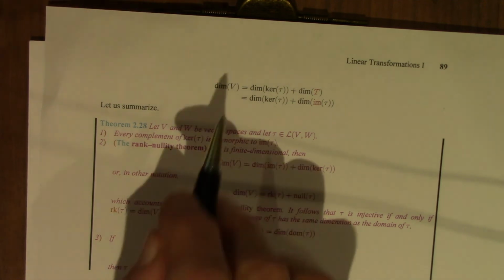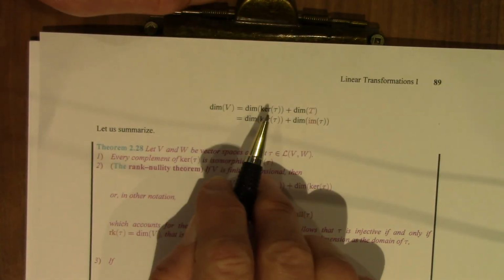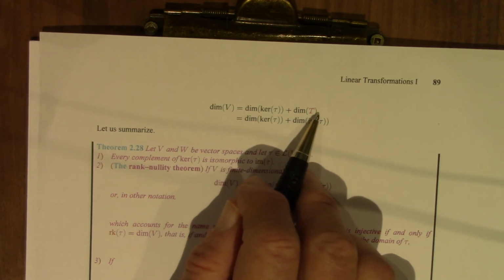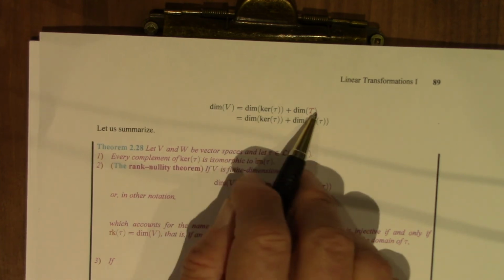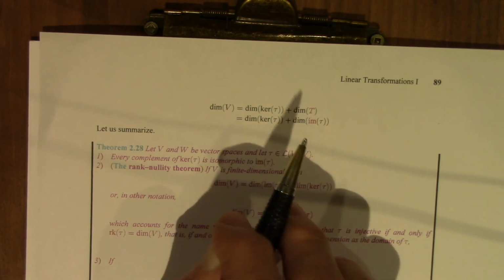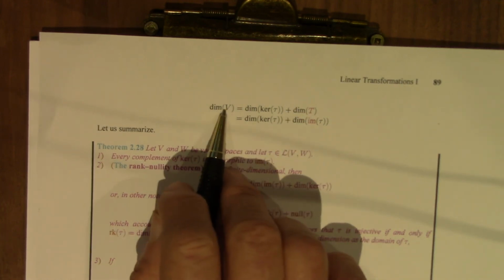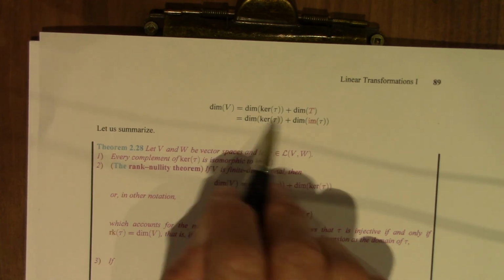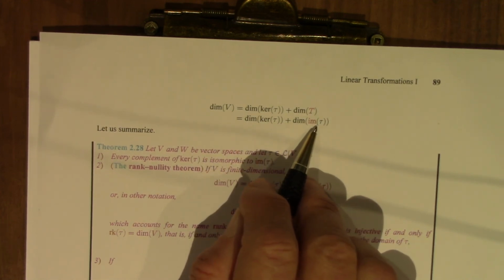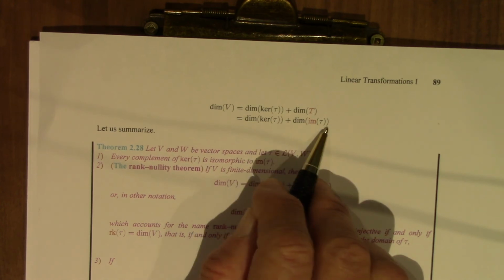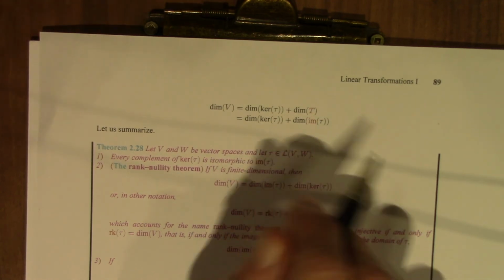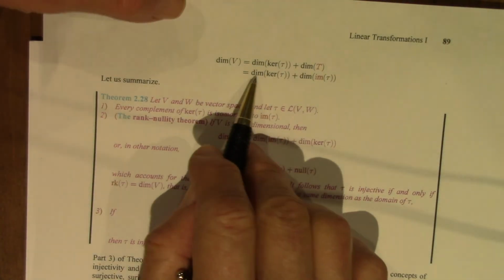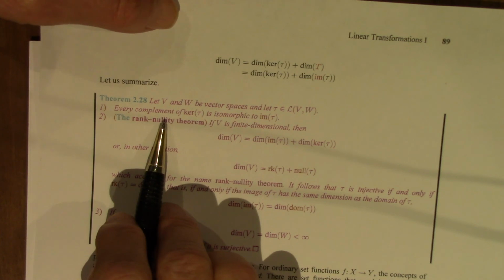So the dimension of V is the dimension of the kernel of tau plus the dimension of T, because these two are essentially disjoint, and their sum is all of V. And this is just a repeat here, but the dimension of T is the same as the dimension of the image of tau, because T and the image of tau are isomorphic. So that is the Rank-Nullity Theorem.